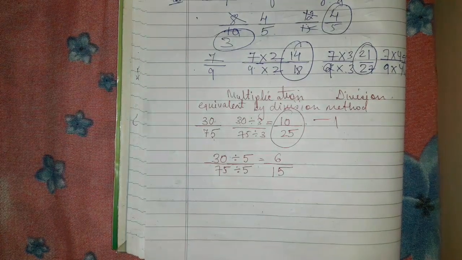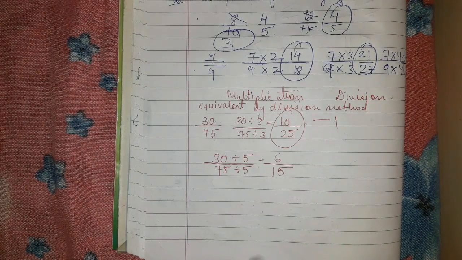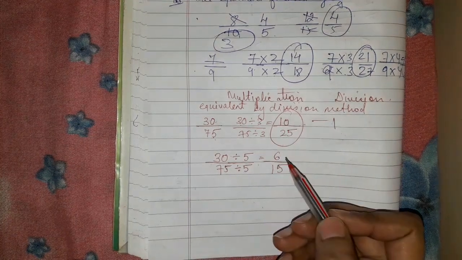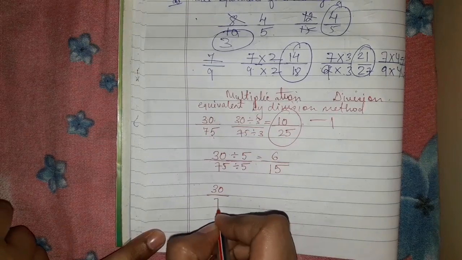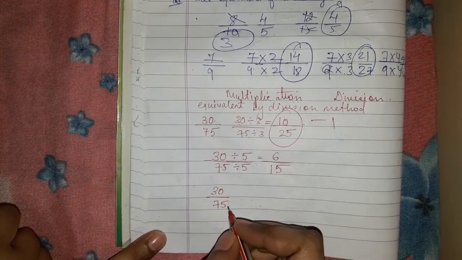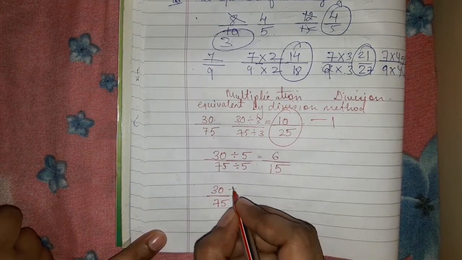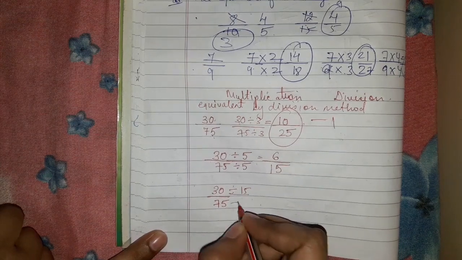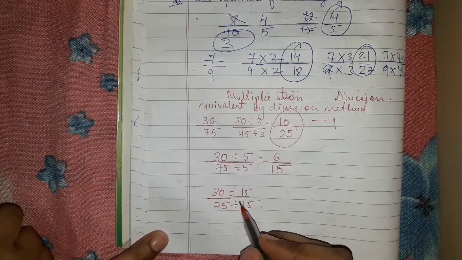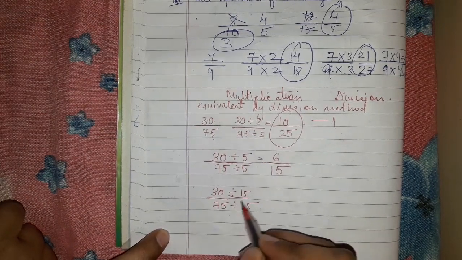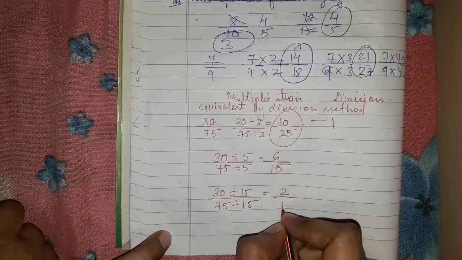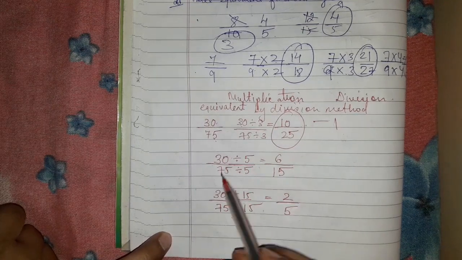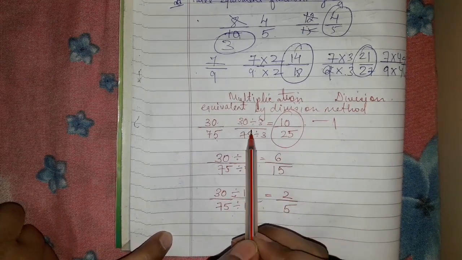Now suppose I have to find 3 equivalent fractions of this fraction. The first 2 I have already found. For the third one, I'll again look for a number which can divide these two numbers. Let the next number be 15. If I read the table of 15, I know 30 also goes in it and 75 also. 30 goes 2 times, and 75 goes 5 times. So this is how we find the equivalent fraction using the division method.